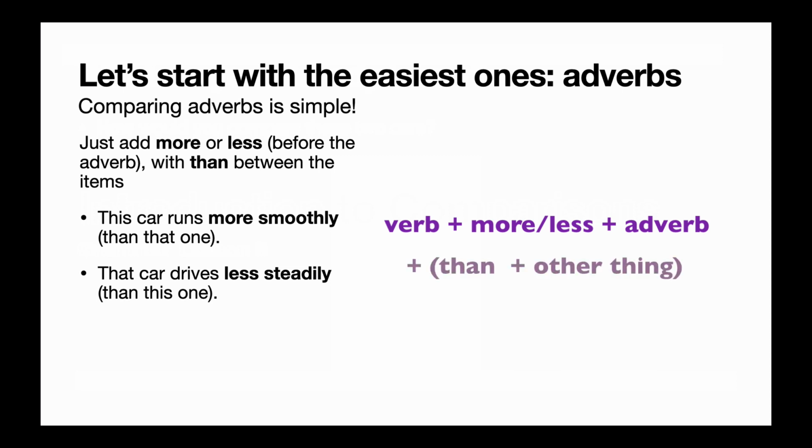So you don't need to put than that one or than this one at the end of the sentence, but if you do, you should use than between the two comparatives. It's pretty easy. You don't have to change the word at all.